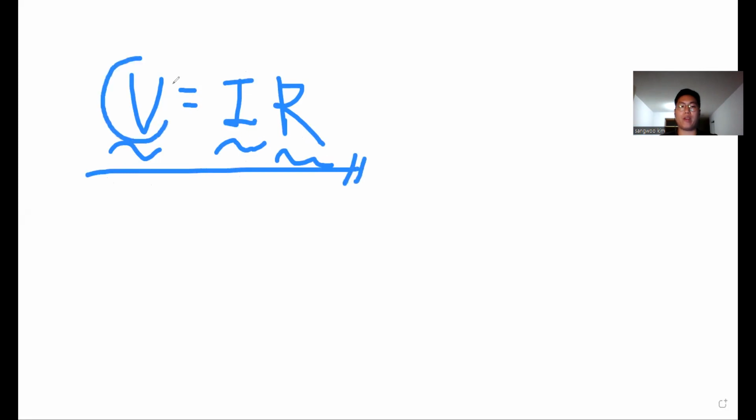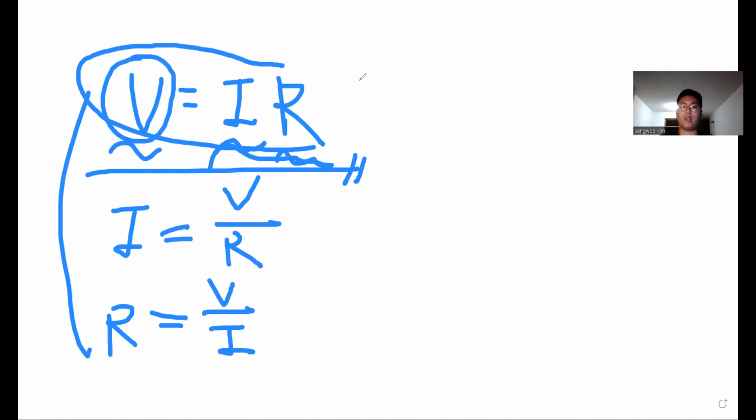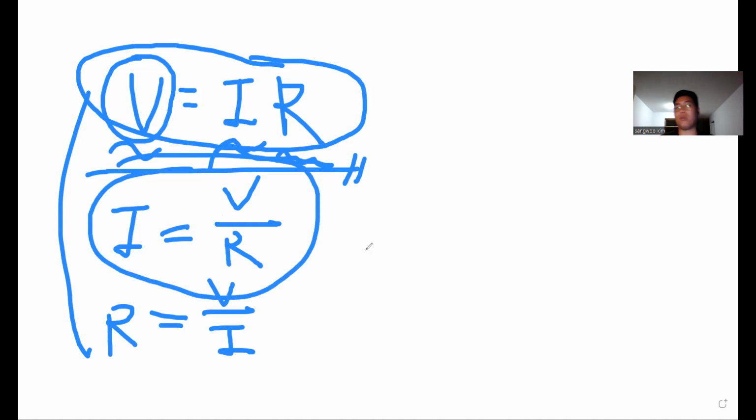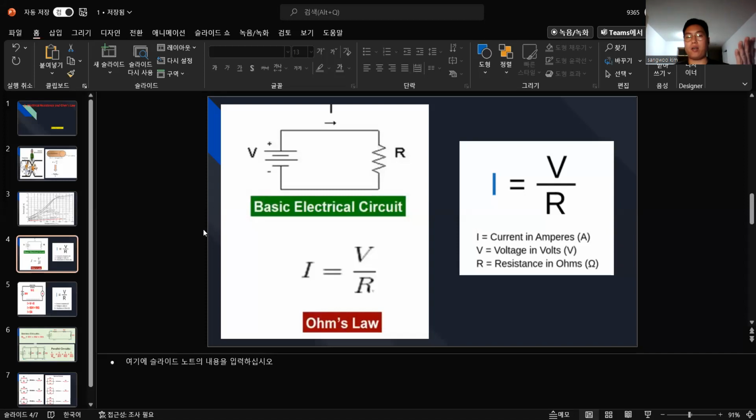So we want to find the voltage. This is equal to this: I multiplied by R, and I could also be V over R, like this. So if you remember just this one or this one, you could use it to find out the voltage, current, resistance, right? That's it. This is Ohm's law. Just memorize it, okay?